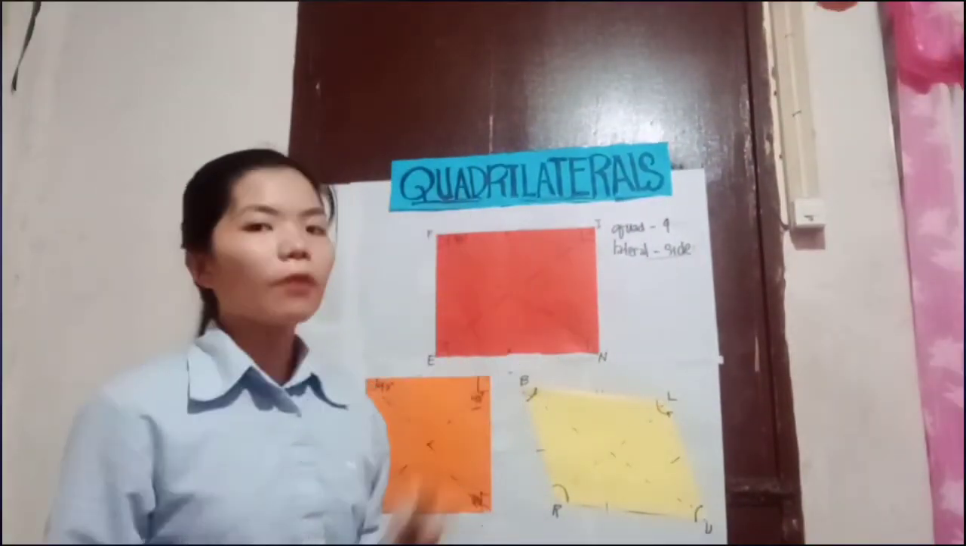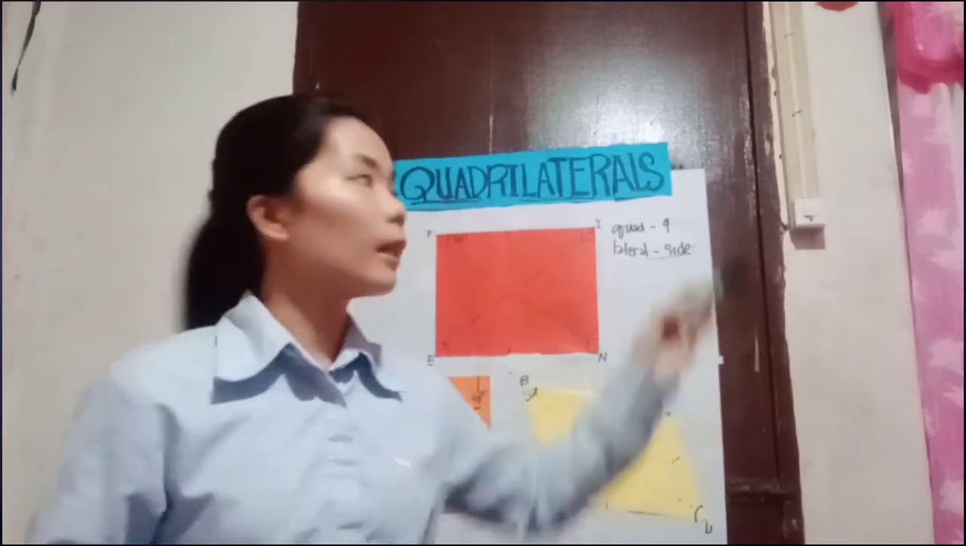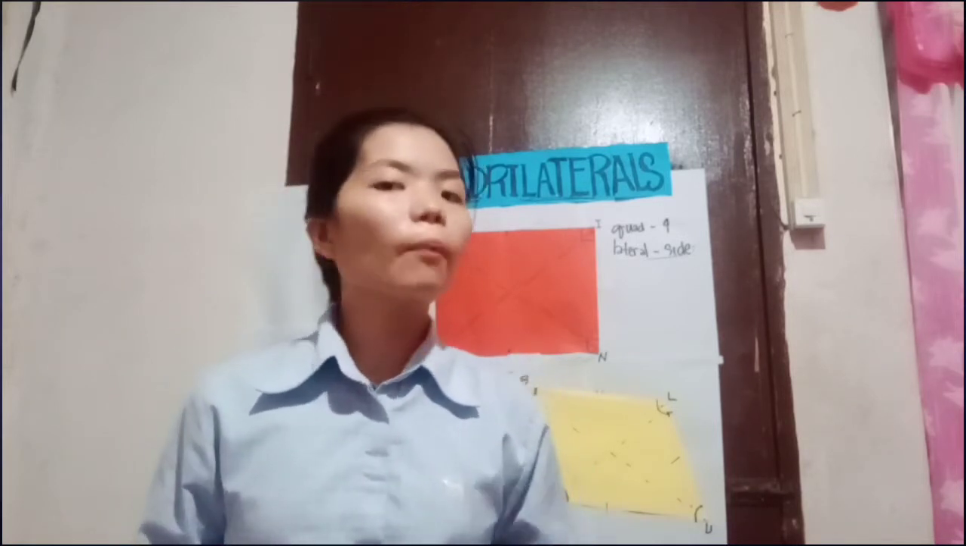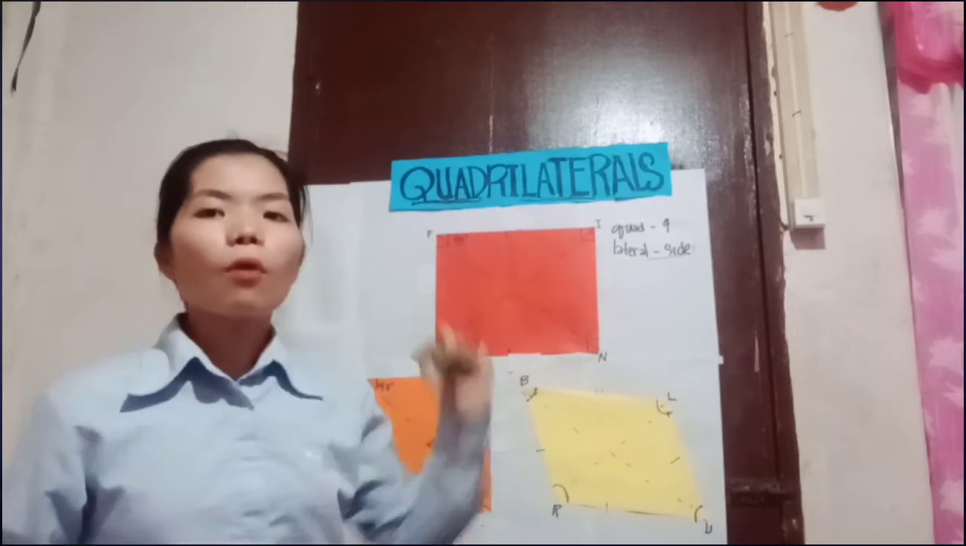You know, we can encounter quadrilaterals in our everyday life. For example, in our home, the table, the windows, and the door, we can consider them quadrilaterals because they have 4 sides and 4 angles. As I said a while ago, quadrilaterals have 4 sides and 4 angles.